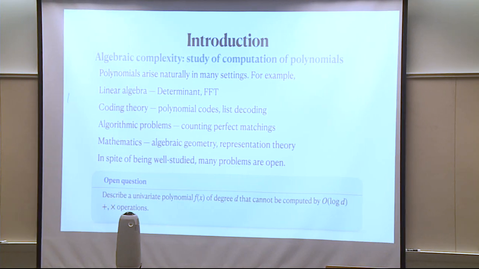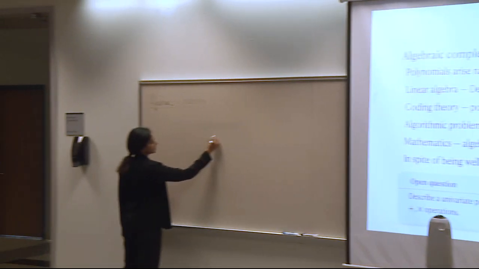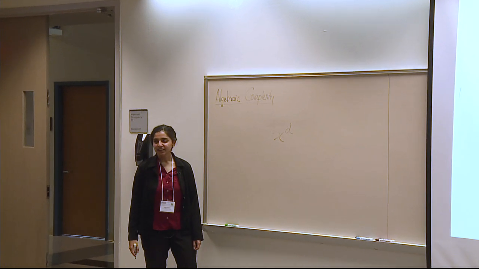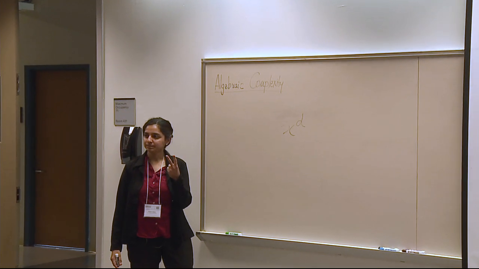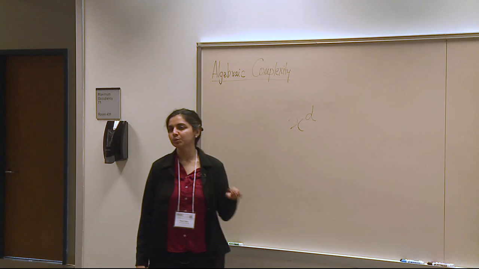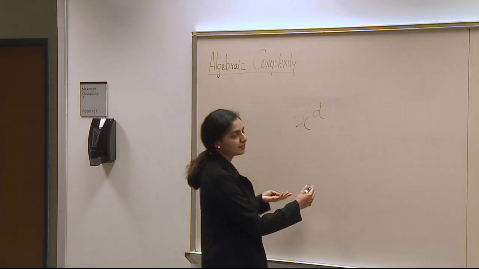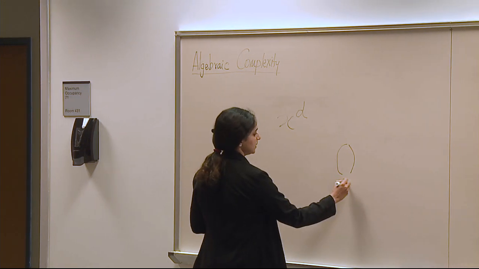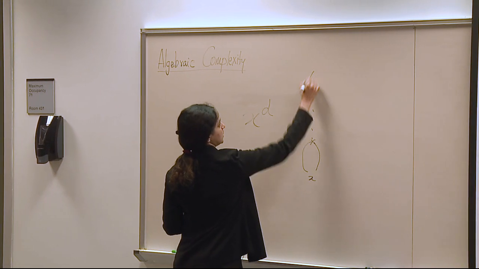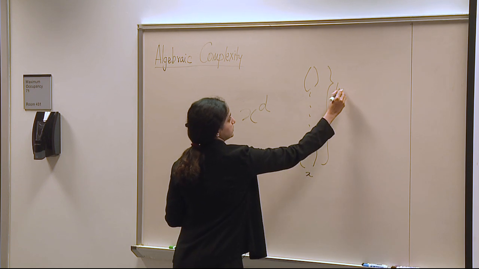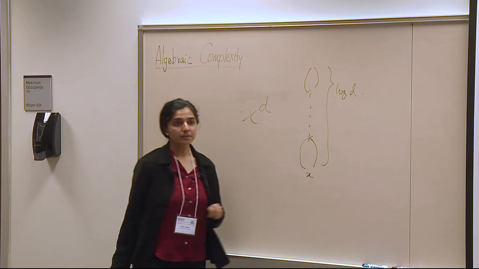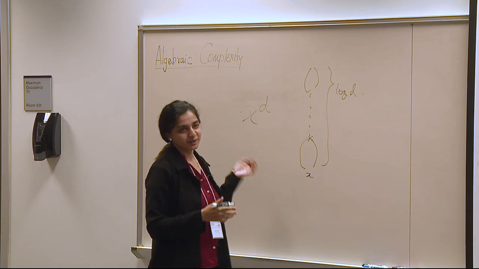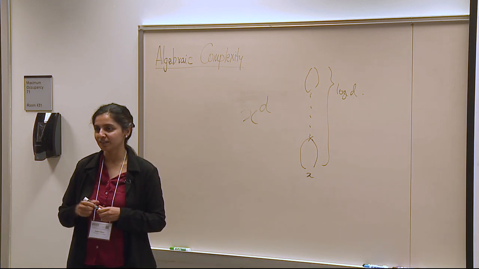You can always think of the polynomial x to the d. That certainly has degree d. If d is a power of 2, say 2 to the k for some k, then you have a very simple log d size circuit for this: you just repeatedly square x, log d times. So this polynomial has size log d formulas.